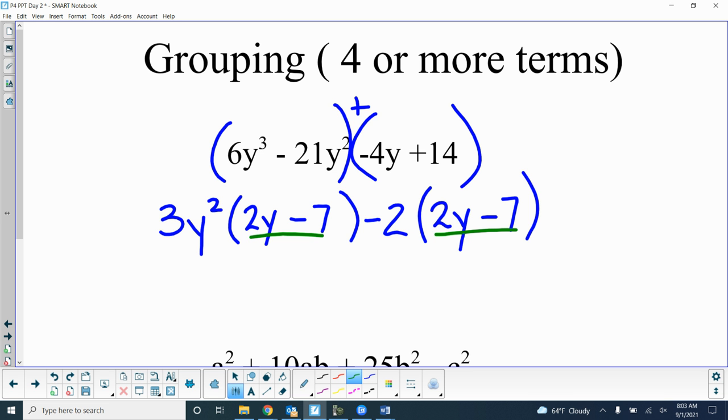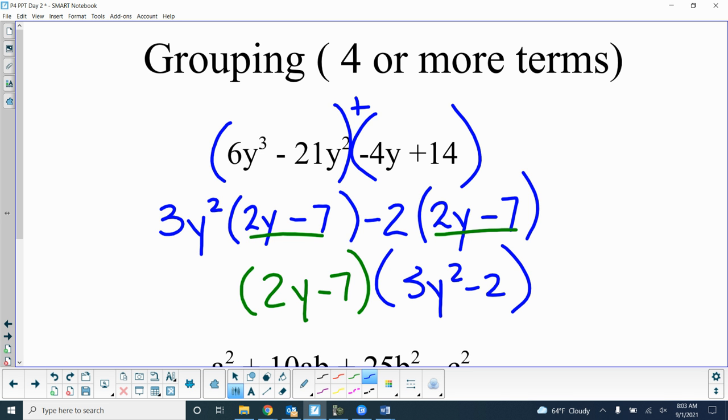What's underlined? 2y minus 7. Right, that's one of my factors. Yeah, and then 3y squared minus 2. Thank you. Then 3y squared minus 2, those two GCFs we pulled out make up my other binomial. Okay? Again, you can check these. How would I check this, see if I'm right? Foil it, right? And if I foil that, I'll get what I started with. Okay?